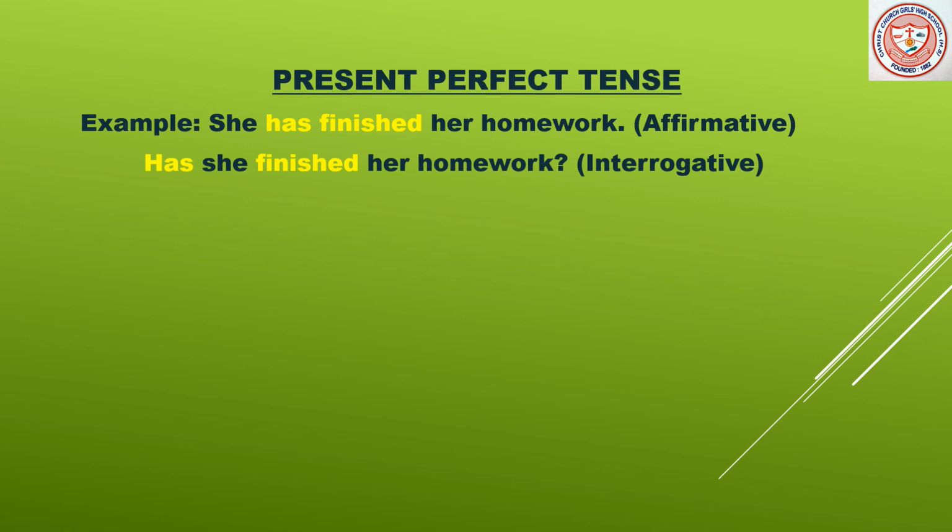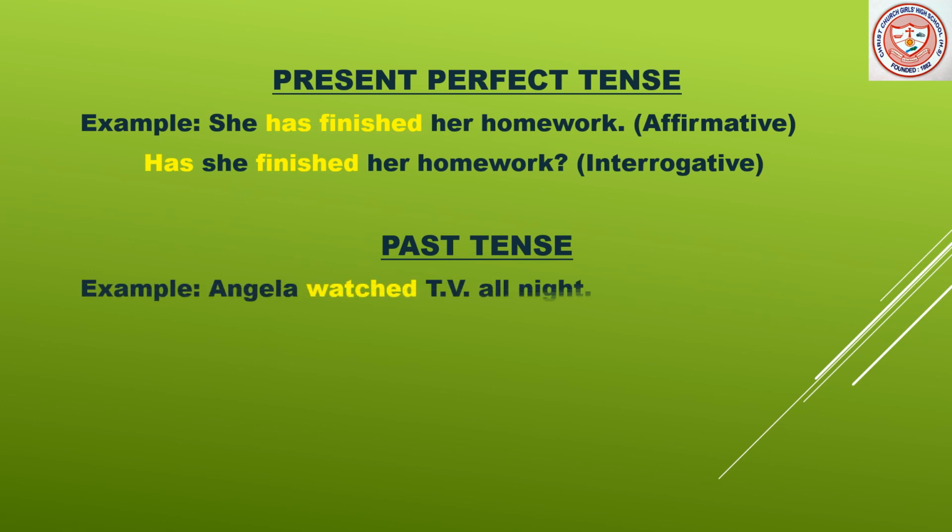Now we will talk about past tense. What is past tense? The past tense is a grammatical tense whose function is to place an action or situation in the past time. Let us see the example. Angela watched TV all night. In this sentence, we have used the past form of the main verb watch. So, it will be an example of past tense.